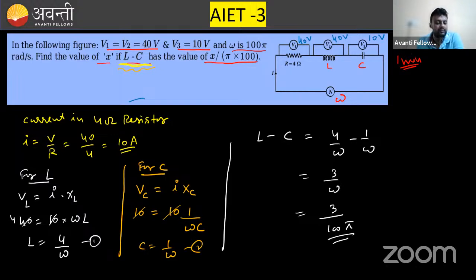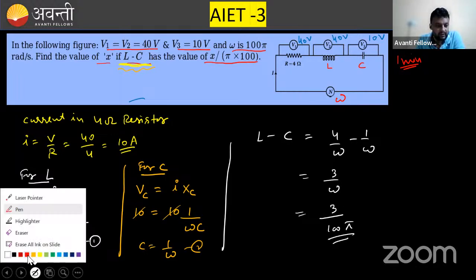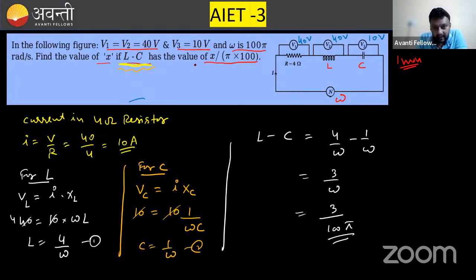So they are asking you the value of X. According to the question, they have given you a value X over 100 pi. So X is what? 3. From this, you can conclude X is equal to 3. So this is your answer. I hope this is clear to everyone.